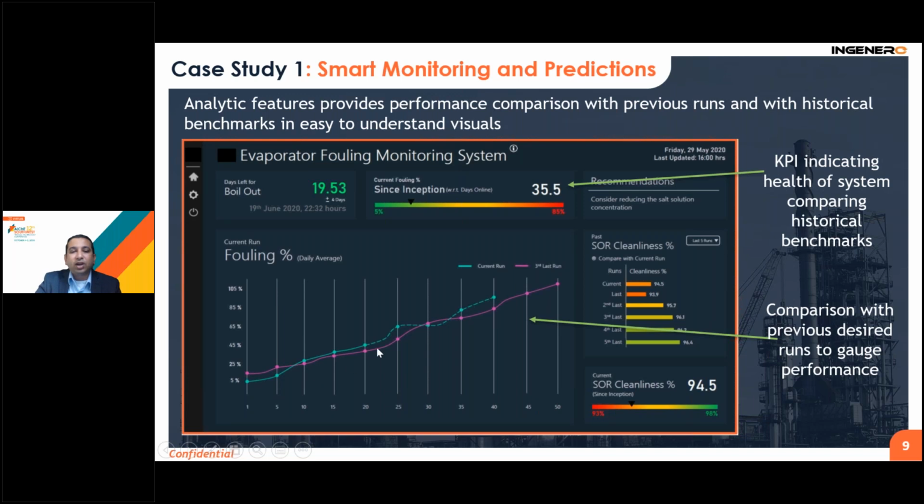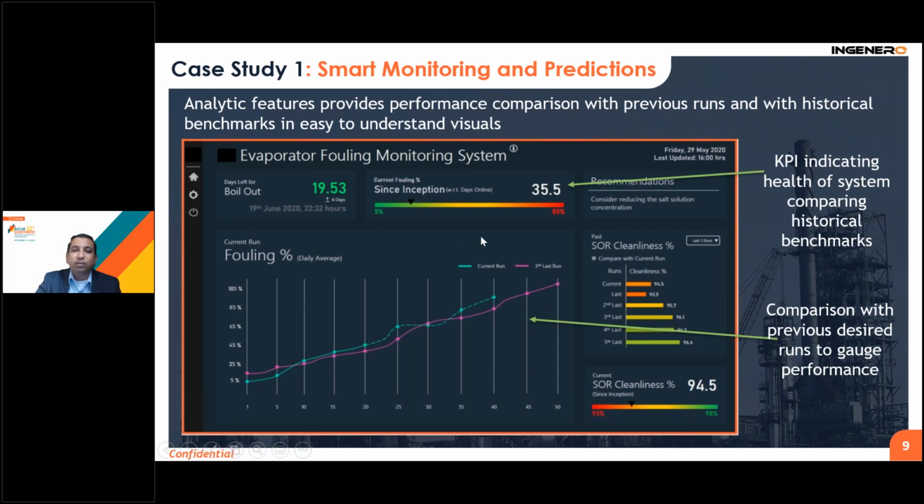This chart helps to compare the current performance with any of the previous desired runs to gauge the performance. This helps to identify the deviation and the extent of fouling in a clearer manner. Whenever we are developing such automated solutions, one important aspect is to have a KPI-based solution, which can give an immediate indication to an operator to understand the health of the particular system.